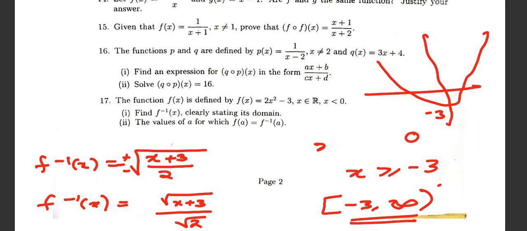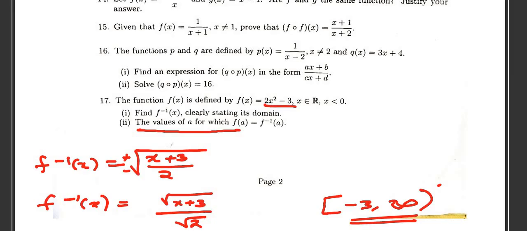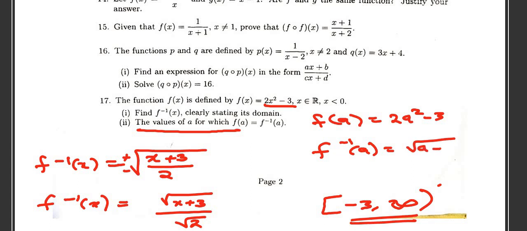Okay, so this being said, we can now look at the last question here, which just requires us to get the values of a. So they are saying the values of a for which the original function at a, so we put a in this. What is f of a? Meaning we put a, so this is just going to be 2a squared, then minus 3. Then f inverse at a is simply going to be, we put a there, so this is going to be the root of a, then plus 3, then over the root of 2.